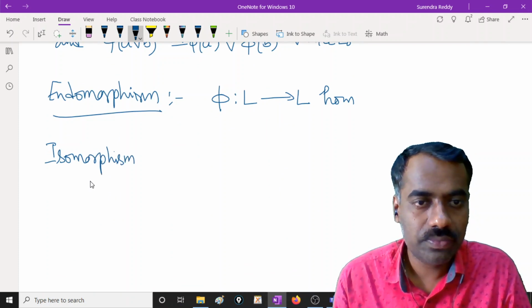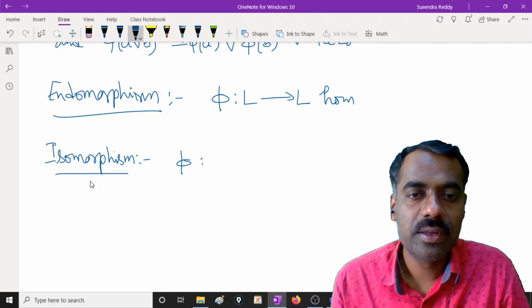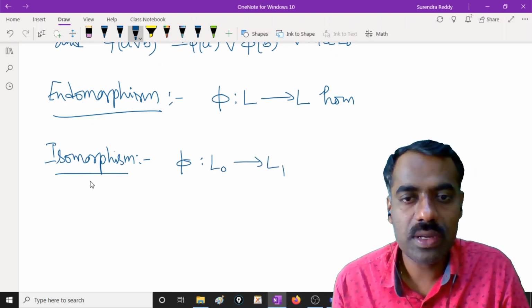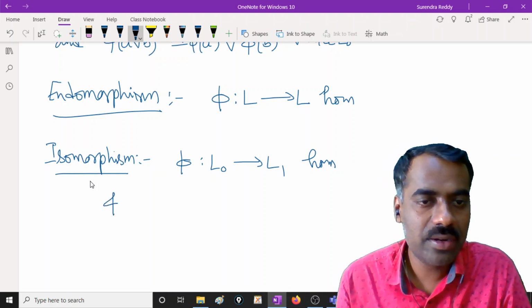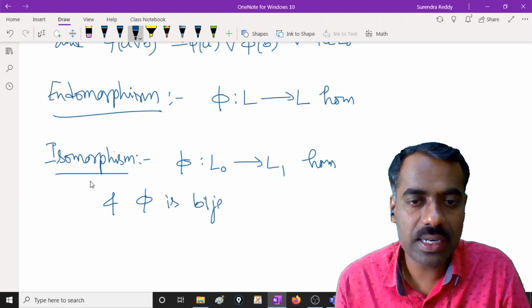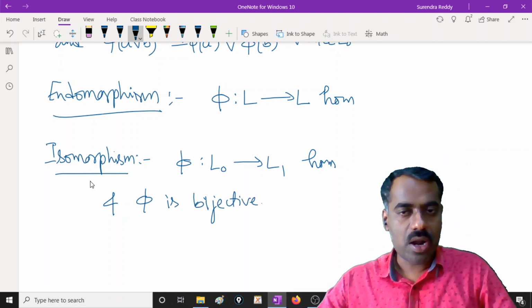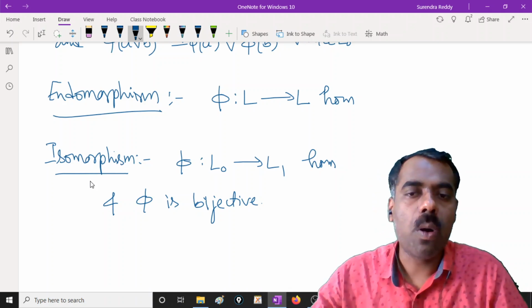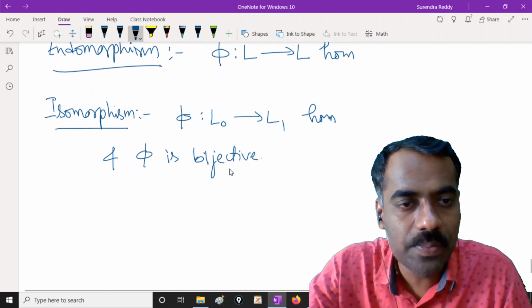Any bijective map phi from L0 to L1 which is a homomorphism, not only a homomorphism, it should also be bijective. Is this clear? So if that map is one-one and onto, and if it is a homomorphism, then we say it is an isomorphism. Is this definition clear?